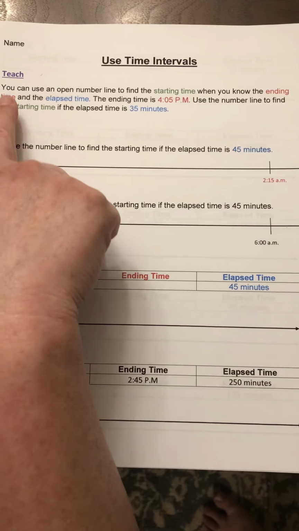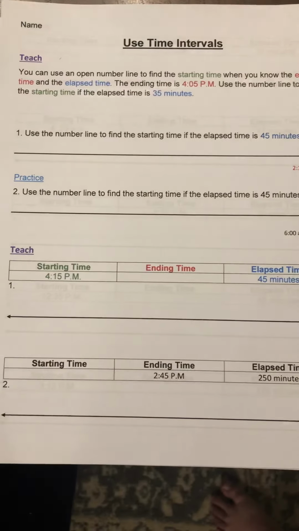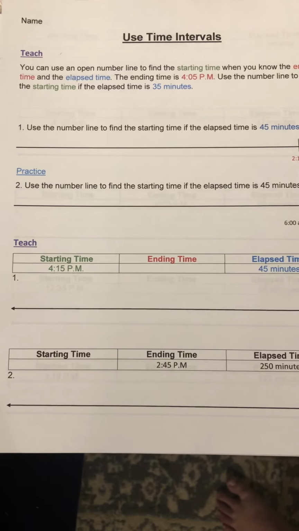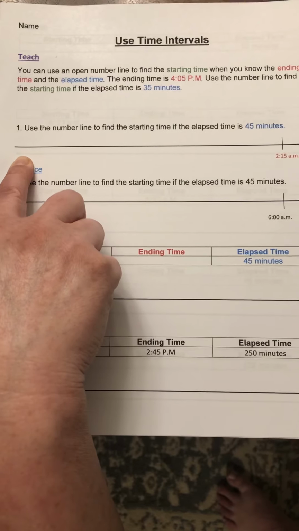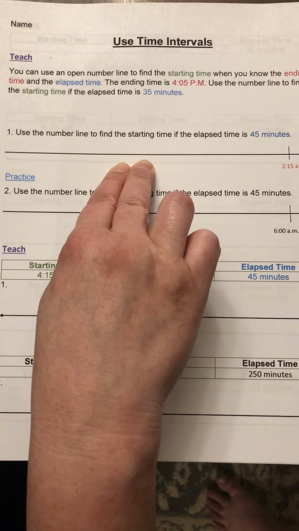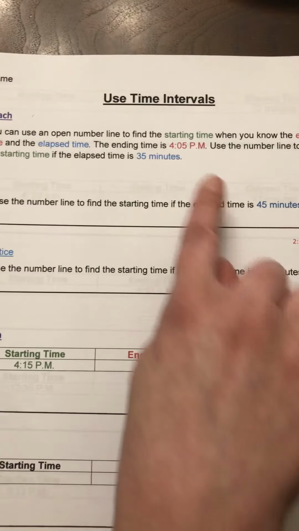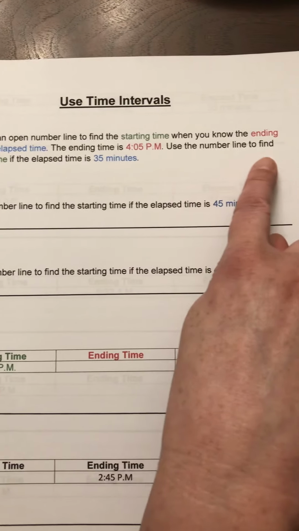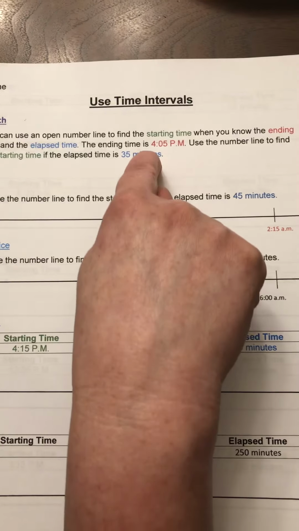For this teaching lesson, it starts out by explaining that you can use an open number line to find the start time when you know the ending time and the elapsed time. So if the ending time is 4:05 p.m., we're going to use a number line to find the starting time if the elapsed time is 35 minutes.